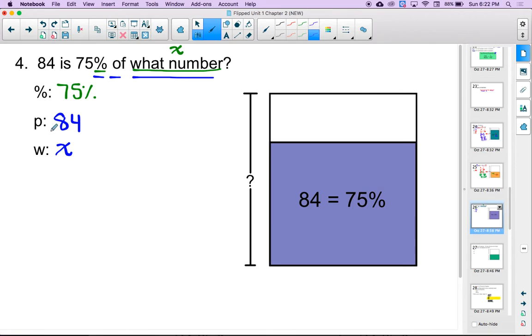You'll notice that we're always finding the part last. The percent is always your easiest to find. The whole is the next easiest because of that phrase, percent of the whole. And the part is kind of what's left for us.